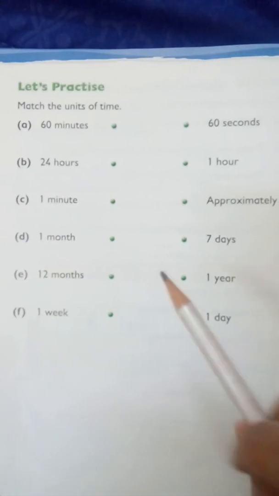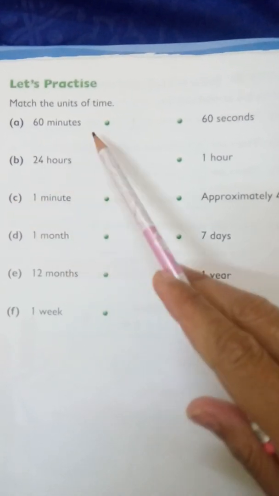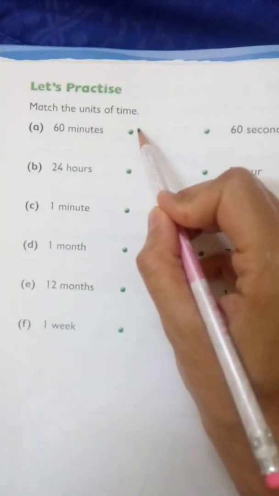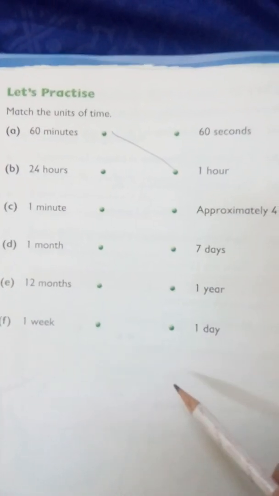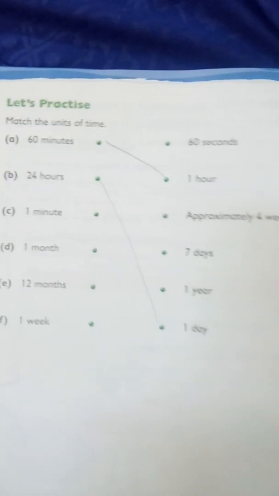Here you have to match the units of time. 60 minutes makes 1 hour, so we match it here. 24 hours makes 1 day. You continue. Okay?